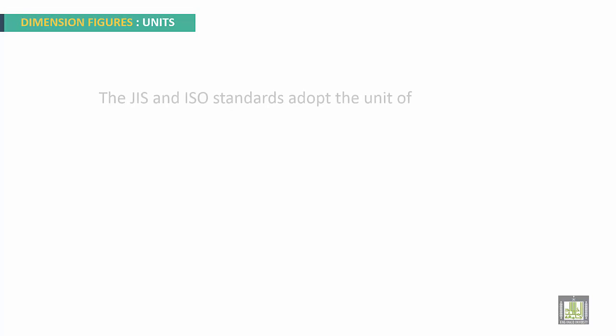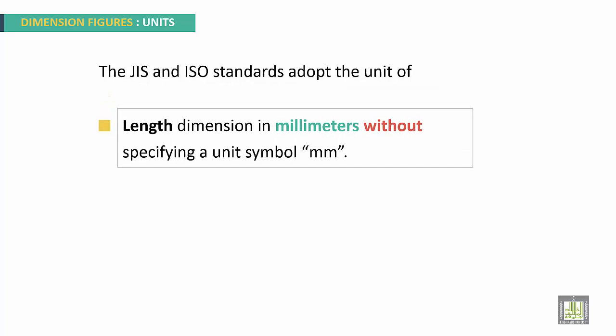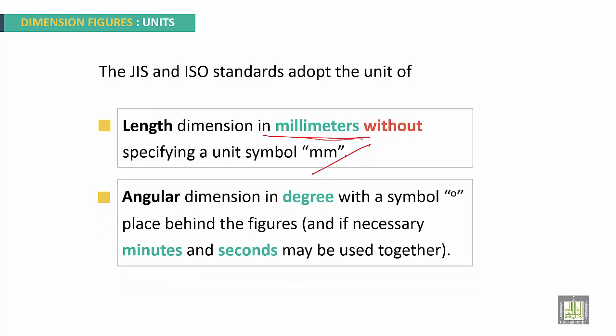Dimension figures, the units. The JIS and ISO standards adopt the unit of length dimension with millimeters without specifying a unit symbol. It is millimeter. Angular dimension in degree with a symbol of degree placed behind the figures, and if necessary, minutes and seconds may be used together. For example, 30 degrees will be like that. This is the symbol of degree.